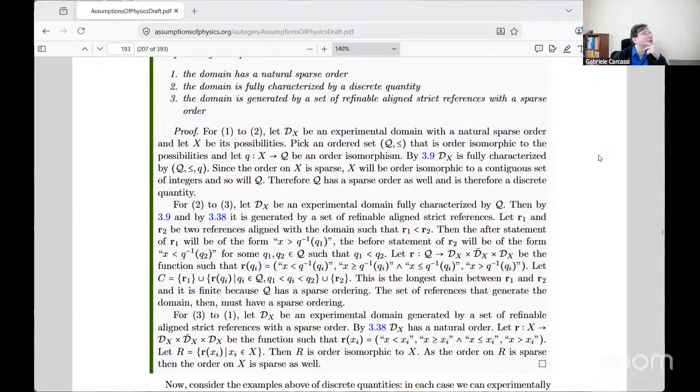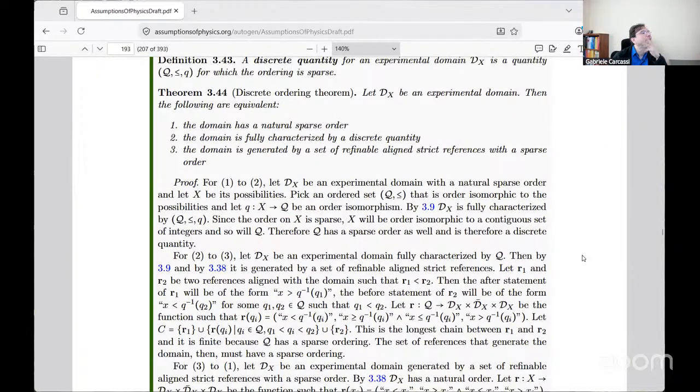I don't remember exactly what. I haven't looked at this proof for a long time, so I don't know if there is something interesting. This proof is quite short. This is the type of thing where you prove 1 to 2, 2 to 3, and 3 to 1. And so the part that would probably be interesting would be this part, but I don't recall whether there was anything.